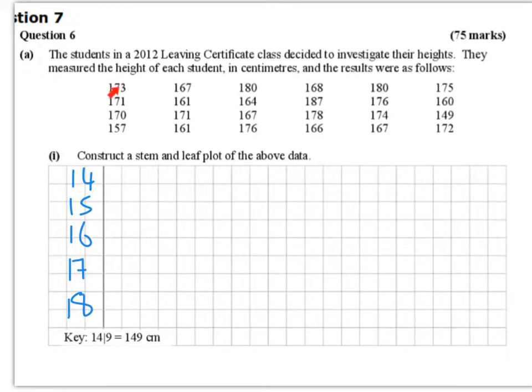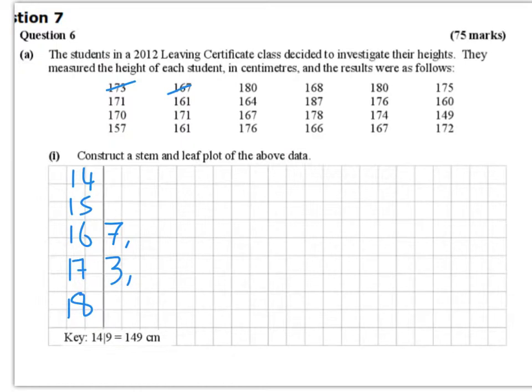So the first number is 173. So I'm going to write a 3 beside the 7 and tick off 173. It's very important that you tick off the numbers as you use them, because otherwise you might forget about one of them or use one of them twice. This is a very easy mistake to make. Okay, the next is 167, so I'm going to put a 7 after the 6 and tick off 167.